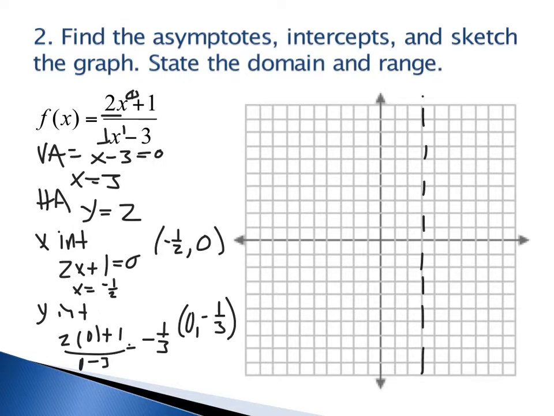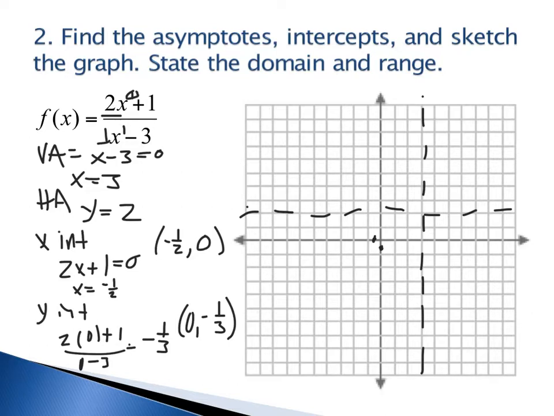And my horizontal asymptote is y equals 2. That's a pretty bad line. All right, and then now we can go ahead and plot our x and y intercepts. So negative 1/2, 0, and then 0, negative 1/3, so right there. We only really need the intercepts and the asymptotes, and then you can sketch based off of what we know that these graphs are going to look like.